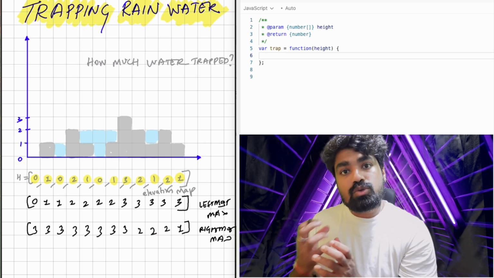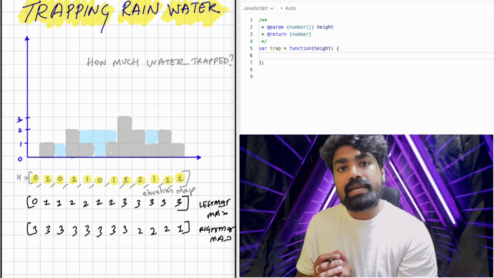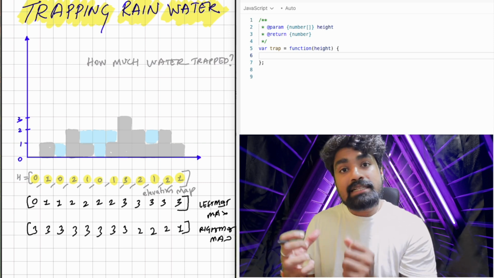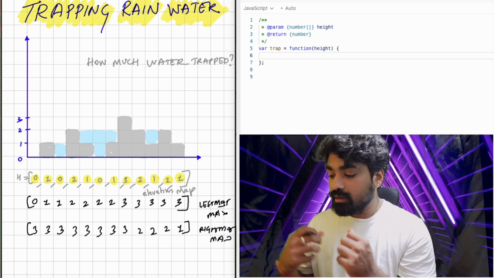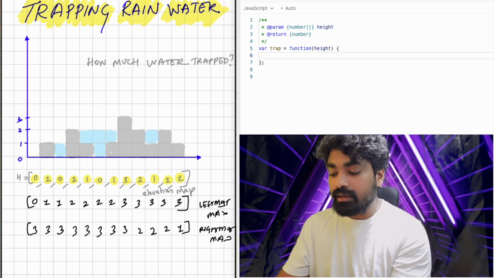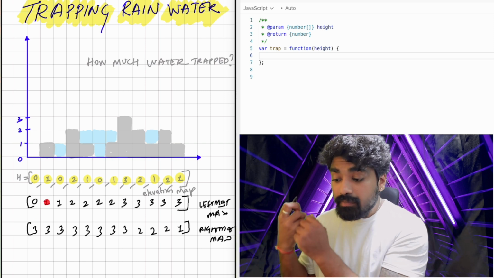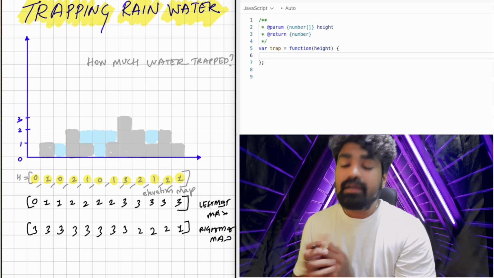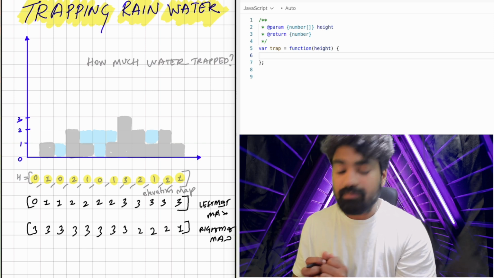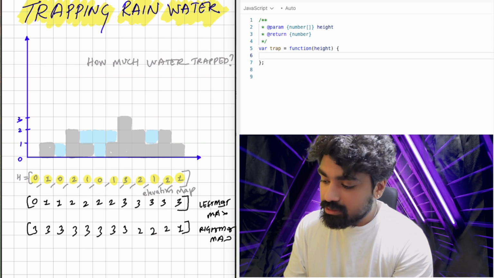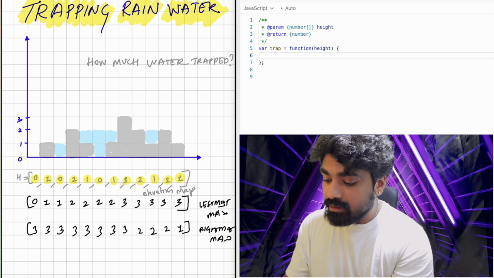So using these two arrays that we have formed now, I will say now I want to have the minimum from these two at respective indexes, and then I will subtract the elevation map height from that, and let's see what we get from there. So I will say just find the minimum between these two.